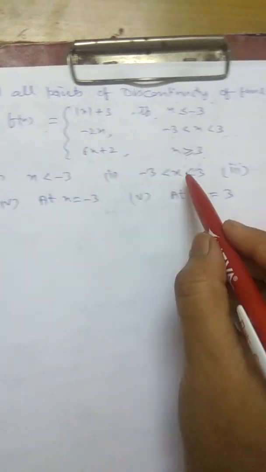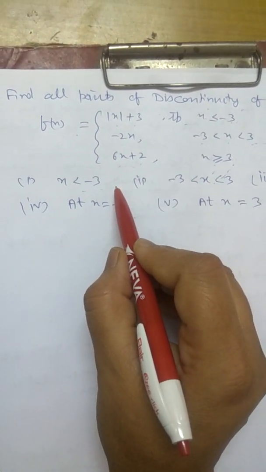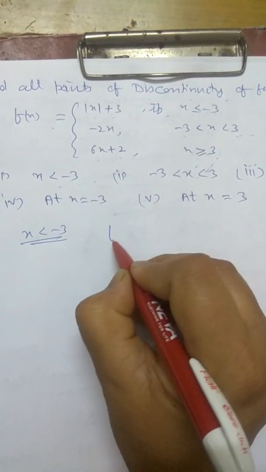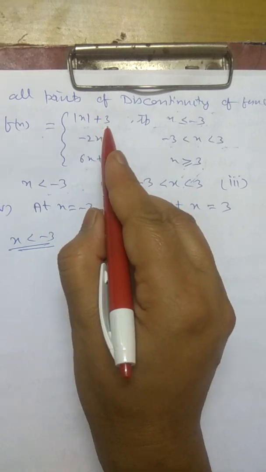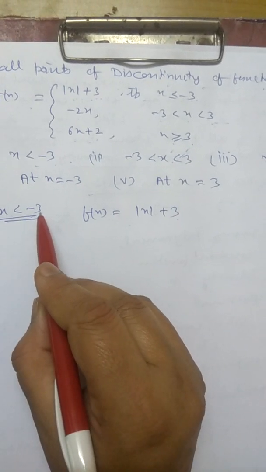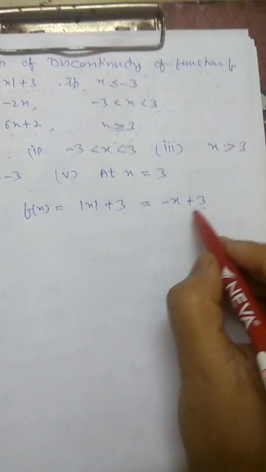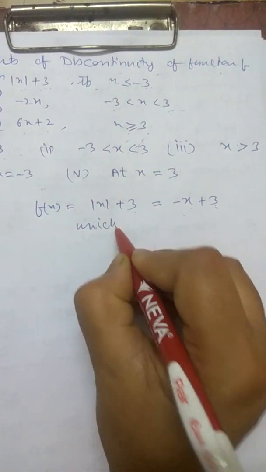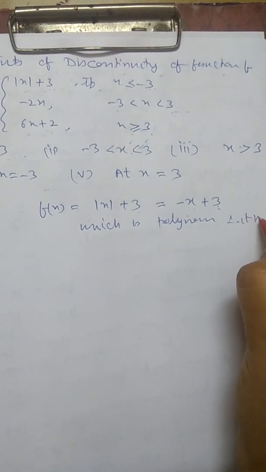In the first three cases, you have to see this. At x is less than minus 3, f(x) is equal to mod of x plus 3 according to this. Mod of x plus 3, and here x is less than minus 3, and therefore this function becomes minus (x plus 3), which is a polynomial function and therefore continuous. You have to write this, which is polynomial and therefore it is continuous.